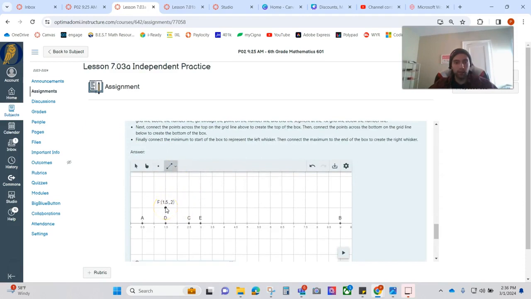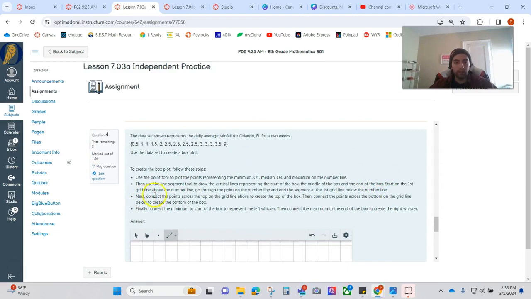So this is where my box would start. Click and drag, make sure it's straight. That's the beginning of the box. Here's the end of the box. And here is the middle of the box. Then I have a whisker on the left and a whisker on the right.